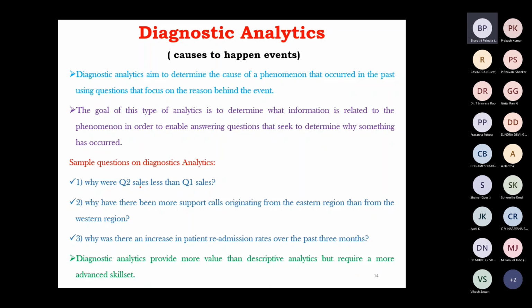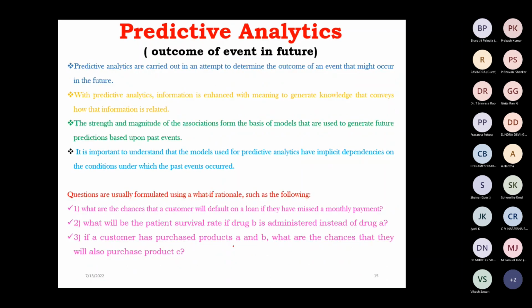The next one is predictive analytics. Predictive is nothing but what is likely to happen. What is likely to happen, that means what is the outcome of an event in the future. In the future, what is the outcome? In predictive analytics, we carry it out in an attempt to determine the outcome of an event that might occur in the future. In diagnostics we observe why it is happening, but here we look at what is likely to happen in the future.